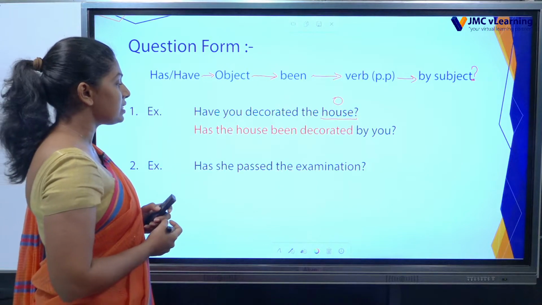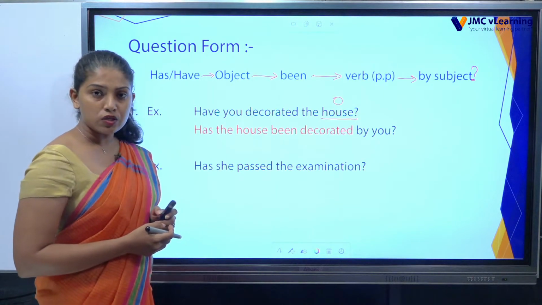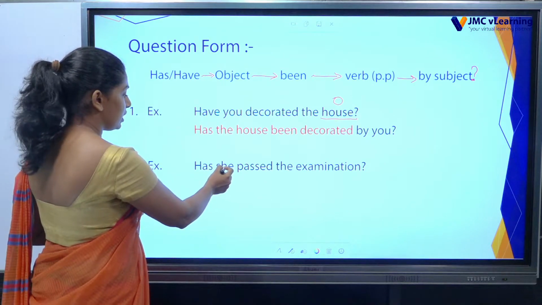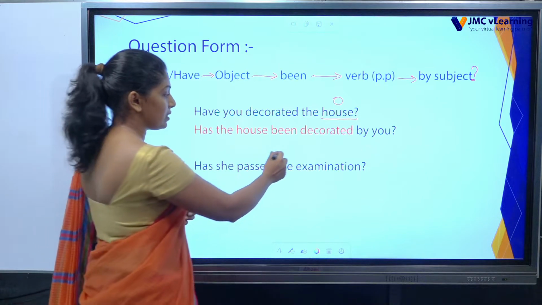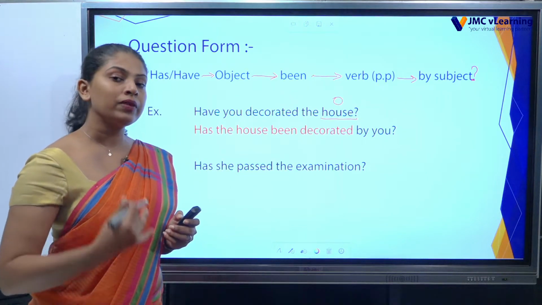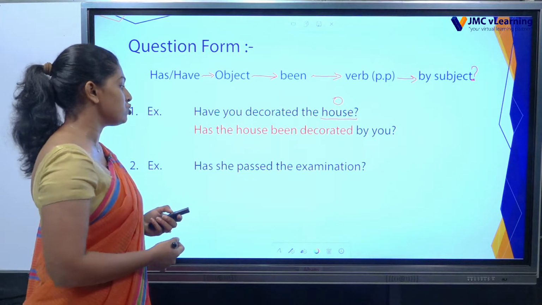Has she passed the examination? Here she is singular, that's why we have taken here has. So has she passed the examination? We are asking a question using present perfect tense active voice. How to turn this into passive?